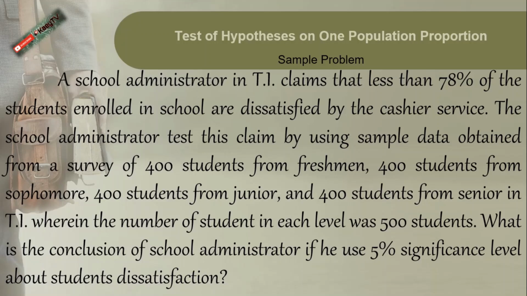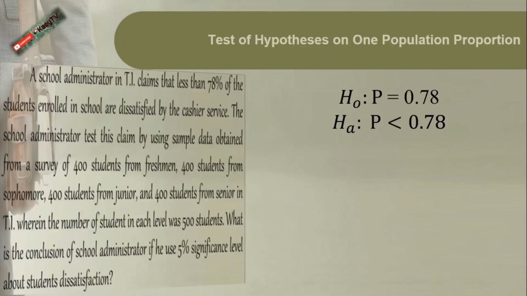So, ito yung ating magiging solution. We have to state our null hypothesis, which is P is equals to 0.78, and P stands for population proportion. Then our alternative hypothesis will be P is less than 0.78. Since less than siya, so one-tailed test yung gagamitin natin.